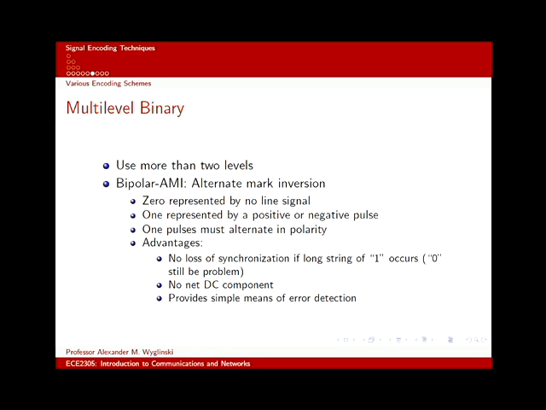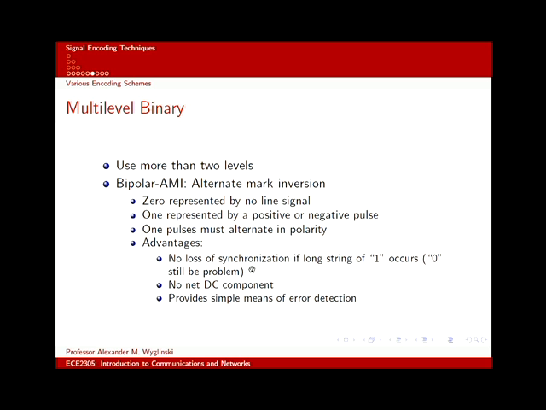Now, binary multi-level uses more than just two levels. So it has alternate mark inversion. The zero is represented by no line signal, and a one is represented by a positive or a negative pulse, right? So one pulses must alternate in polarity. So let's say for one, you get a positive value. Let's say for zero, you have no signal. And then the next one is a negative.